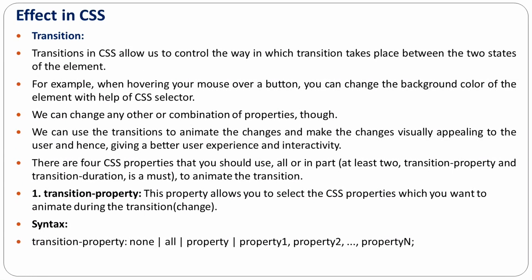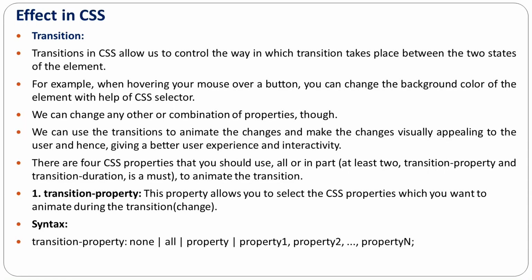Then the transition effect is there. Transition in CSS allows us to control the way in which transition takes place between the two states of an element. For example, when hovering your mouse over a button, you can change the background color of an element with the help of a CSS selector. We can change any other property or a combination of properties. We can use the transition to animate the changes and make them visually appealing to the user, giving a better user experience and interactivity.